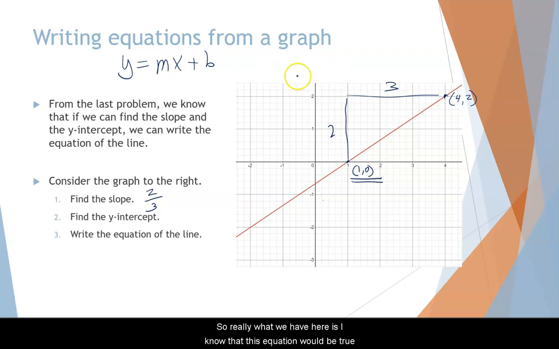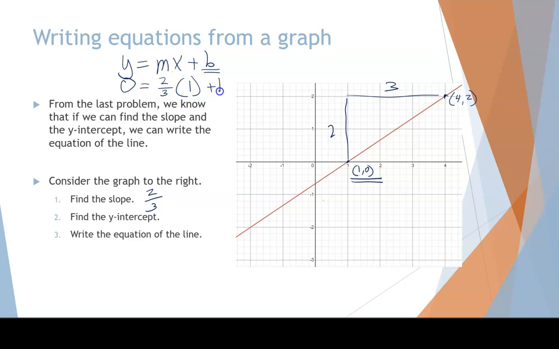So really, what we have here is I know that this equation would be true when x is 1 and y is 0 and m is 2/3. I just don't know what b is yet. So we have the y value is 0, the m is 2/3, the x is 1, plus b. Now we have an equation that we can solve for b. 0 equals 2/3 plus b, and just subtract 2/3 on both sides. There is our b value.